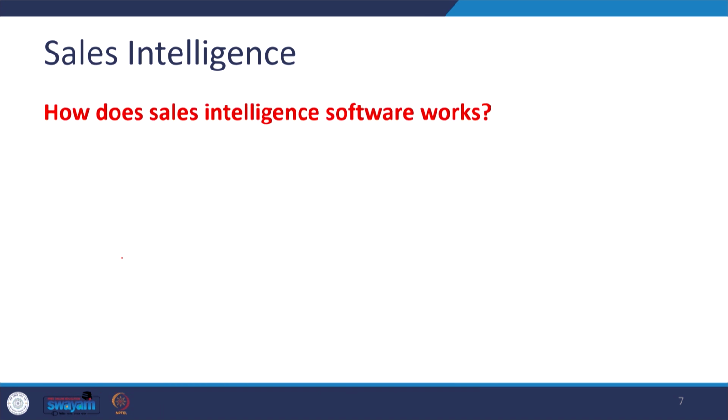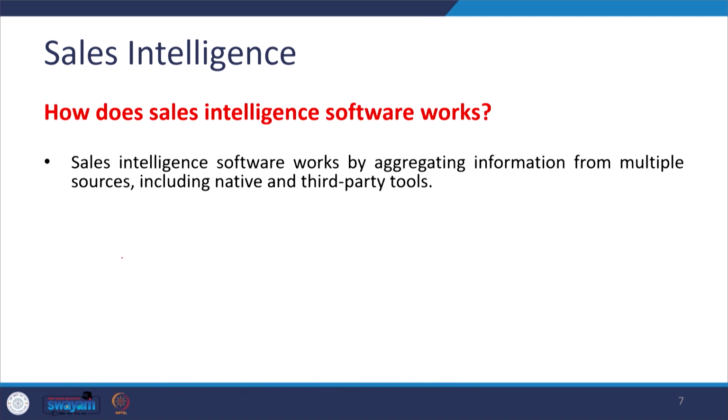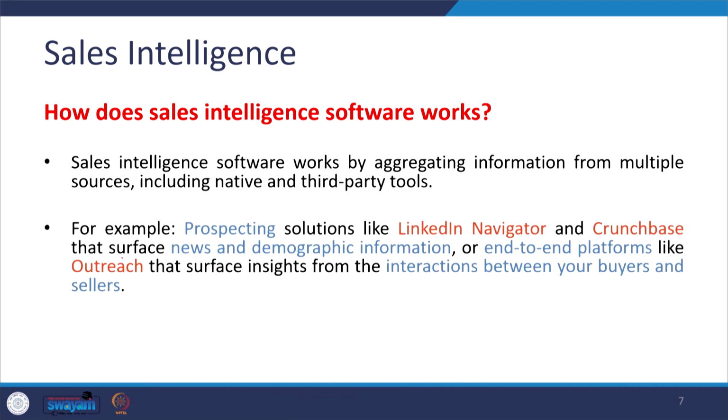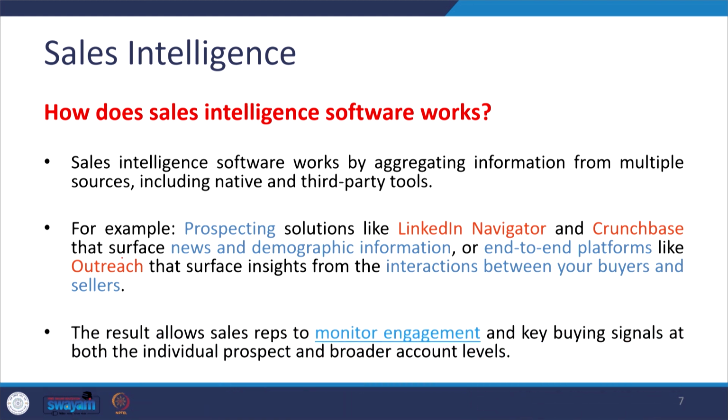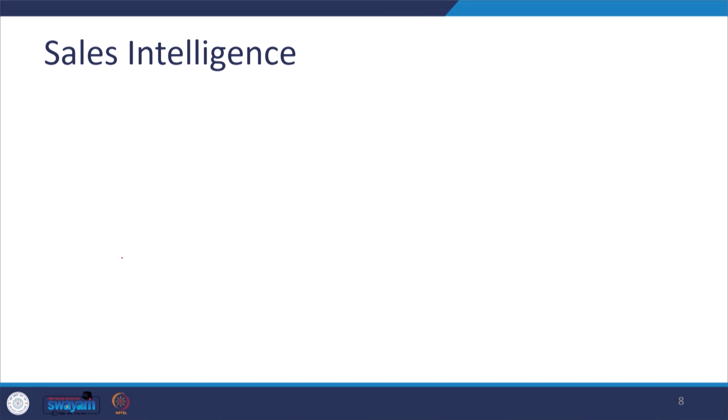So how does sales intelligence software work? Sales intelligence software works by aggregating information from multiple sources, including native as well as third-party tools. For example, prospecting solutions like LinkedIn Navigator and Crunchbase that surface news and demographic information, or end-to-end platforms like Outreach that surface insights from the interaction between your buyers and sellers. The results allow sales reps to monitor engagement and key buying signals at the level of individual prospects as well as broader accounts.